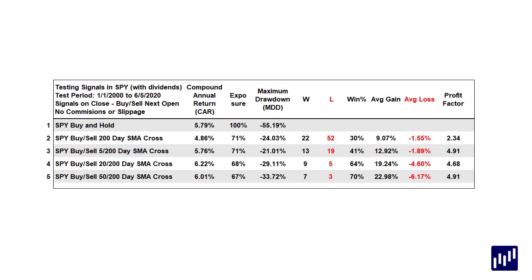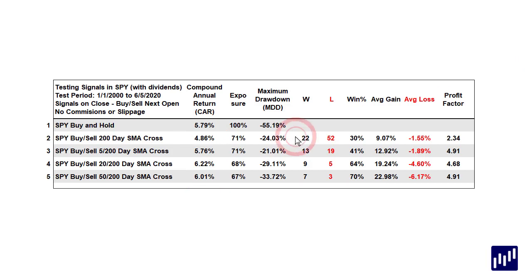So here are the performance results all laid out on a nice table. And you can find this table in that article I showed you at the beginning. You just go to the main articles page and ARTS charts to find that article. What we can see here is the compound annual return. So buy and hold, you got 5.8%. And you can see if you just use the 200-day, your return went down significantly. And if you just added that 5-day SMA, you got your return close to the buy and hold return. And then you got a little bit more return, but not that much with the 20-day and the 50-day.